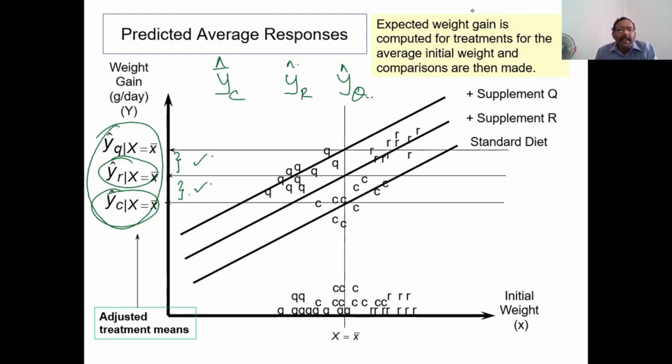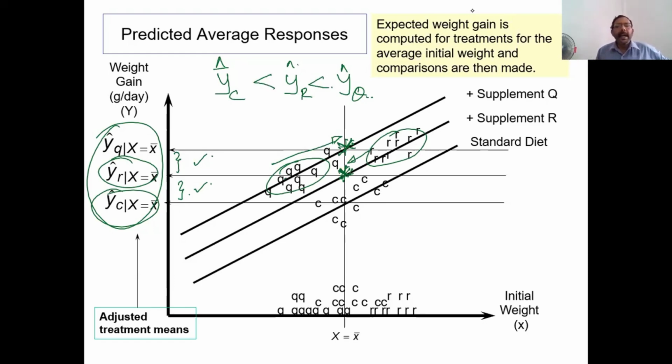Look at it. Because Q has been adjusted, this line belongs to Q. So this has been adjusted there. The R line belongs to this. It has been adjusted there. So this belongs to R, this belongs to Q. So which one is having the higher gain? Q is having a higher gain than R, than standard.